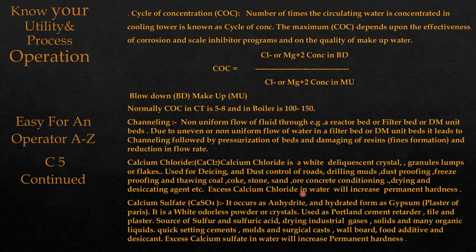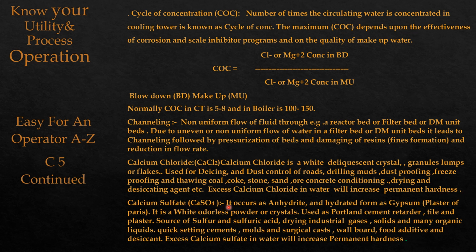And calcium chloride is present in water. It is soluble. If it is in excess, it will increase permanent hardness. We require calcium chloride to be 40 milligram per liter or 40 ppm. The upper limit is 100 to 150. If it is more than that, permanent hardness will increase.